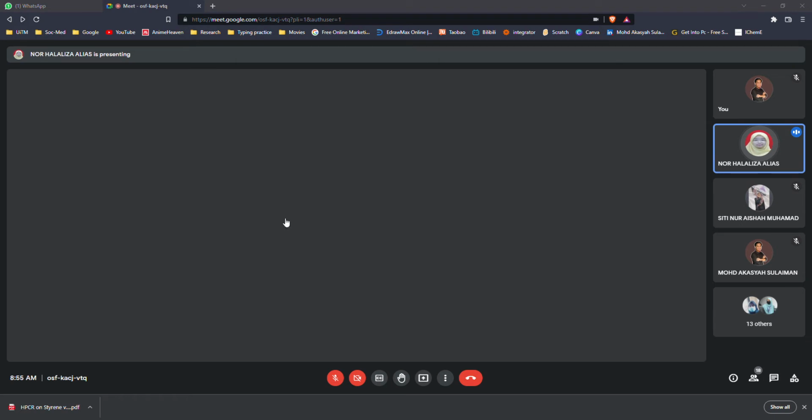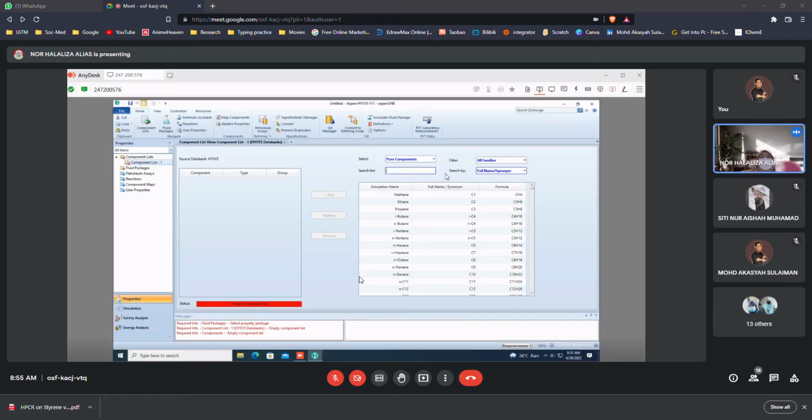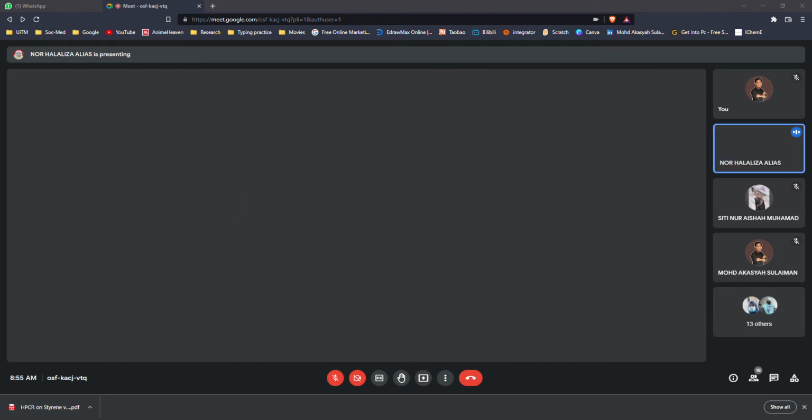Okay, so I have the select pure component, and then we have search for. For the filter with this search bar, you just leave it as default here. So what is our reactant tadi? Reactant is water. So you just type water. Okay, so water exists as a pure component.